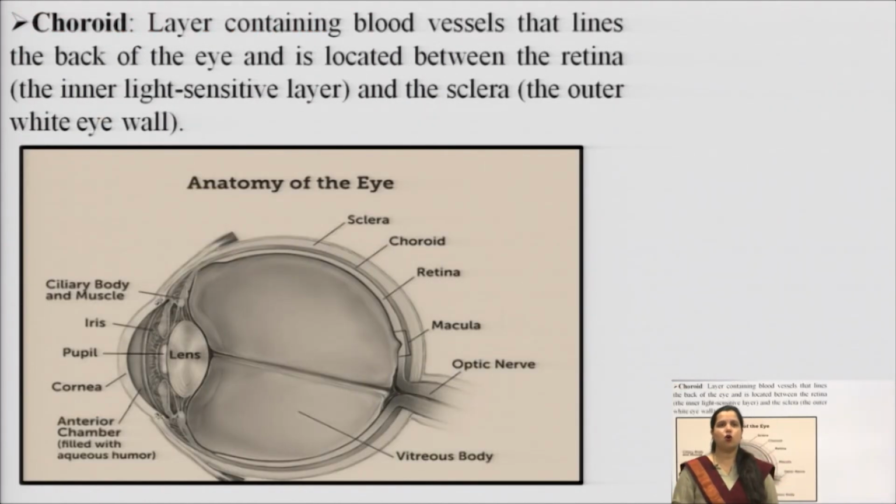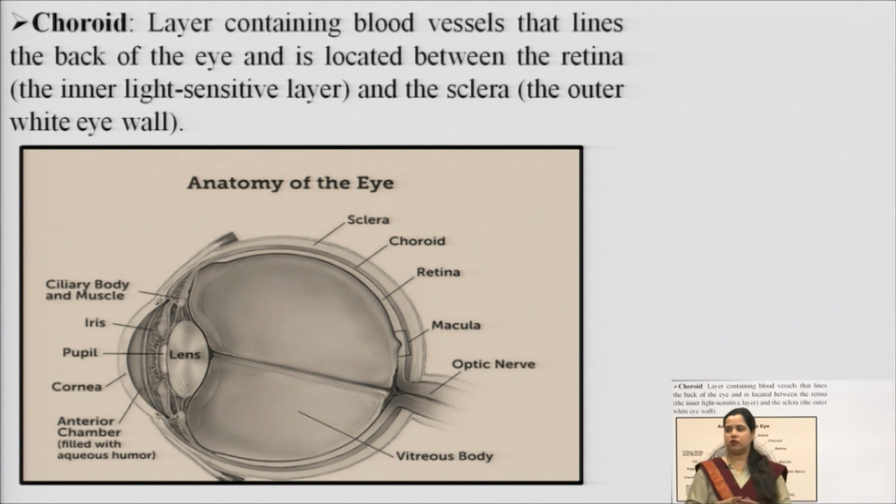Next is the choroid, a layer containing blood vessels that lines the back of the eye and is located between the retina, the inner light sensitive layer, and the sclera, the outer white eye wall. So, you see the picture, the basic parts have been highlighted here.